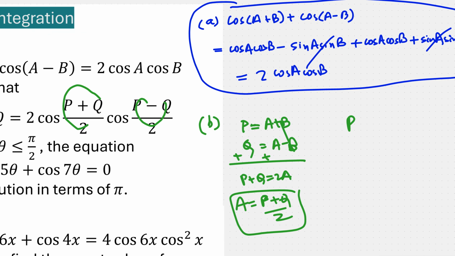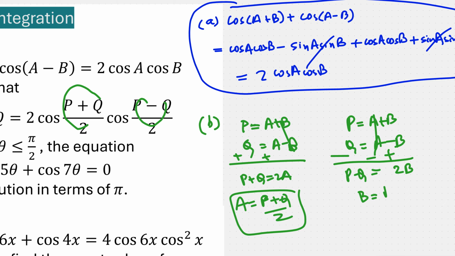And if I subtract, so I'm writing it again because otherwise I have to erase that, A minus B, and if I subtract, no, sorry, it's A that goes off. So just 2B is P−Q. So B is (P−Q)/2.